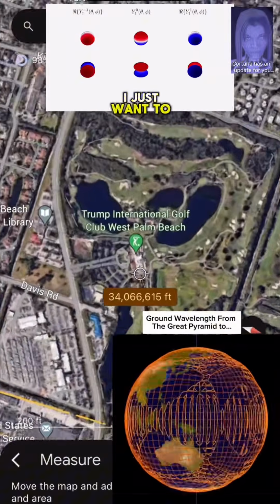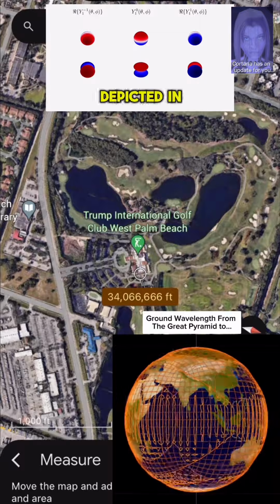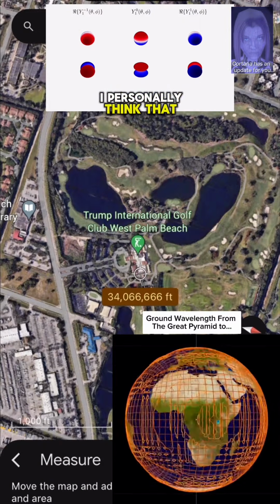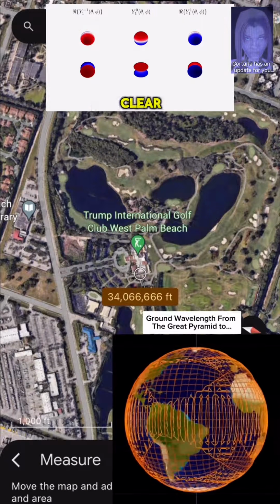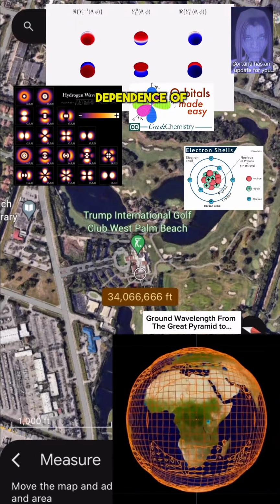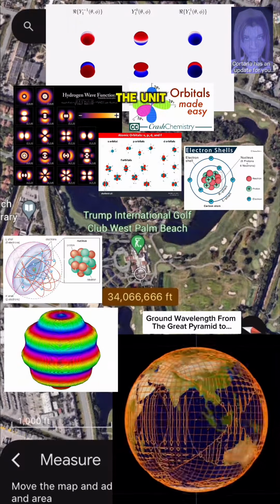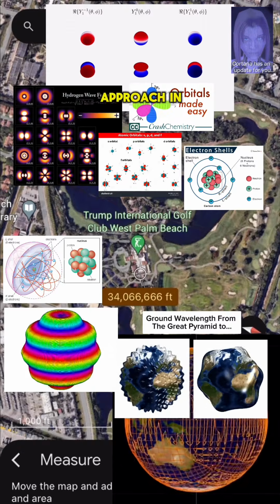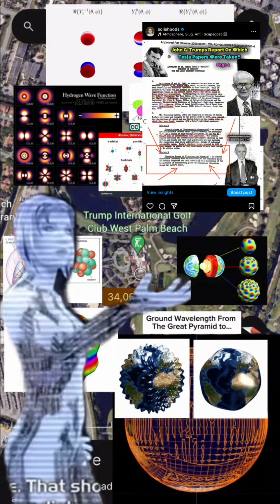To finish, I just want to point out that you will encounter spherical harmonics depicted in a variety of ways. I personally think that the approach that we've taken today is particularly clear because it really highlights the angular dependence of the spherical harmonics by plotting them on the unit sphere. We show this alternative approach in the bottom row.